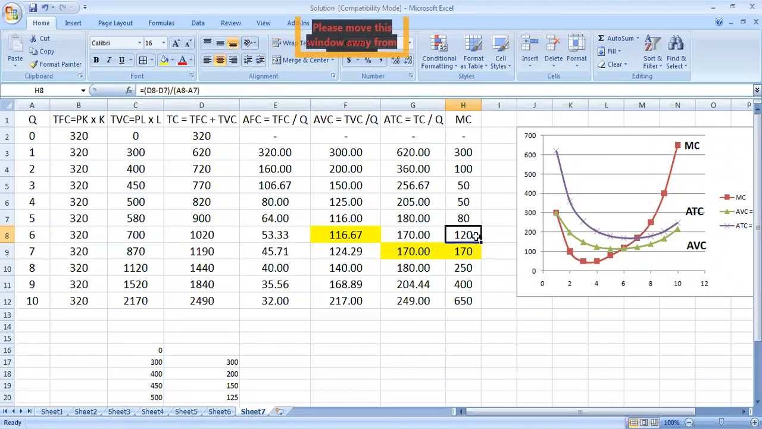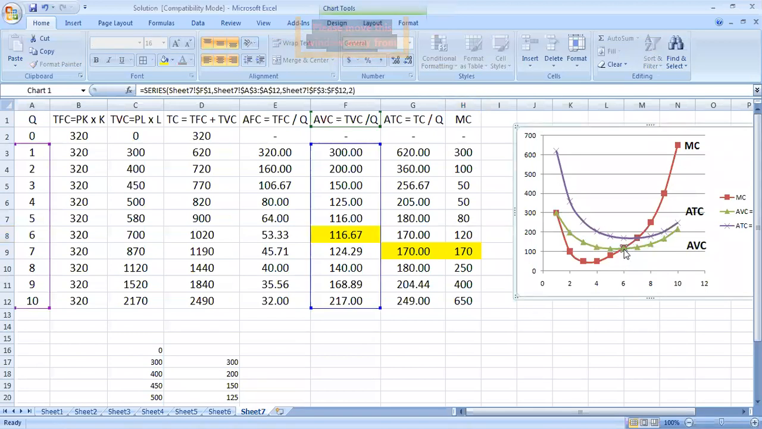The difference is 3.33. Since the values were taken hypothetically, that is why it is not coming equal. But in reality, the point where average variable cost is minimum, marginal cost is always equal to the minimum point of average variable cost. So it is equal. If you see this particular value, there is a little difference.